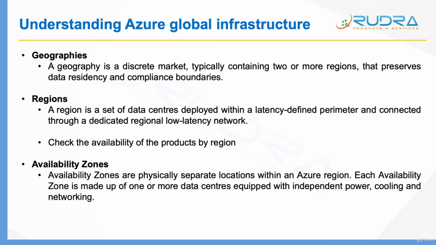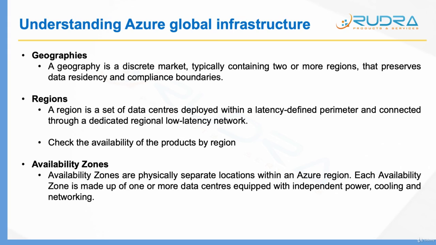Okay. However, one thing you need to be careful about is that some of the products won't be available in some regions. Generally, when a new product is released, it is available in US and then Europe and then slowly spreads across the world. Okay. So make sure you check the availability of a particular service by region. And finally, availability zones. Availability zones are physically separate locations within an Azure region. Each availability zone is made up of 1 or more data centers equipped with independent power, cooling, and networking.